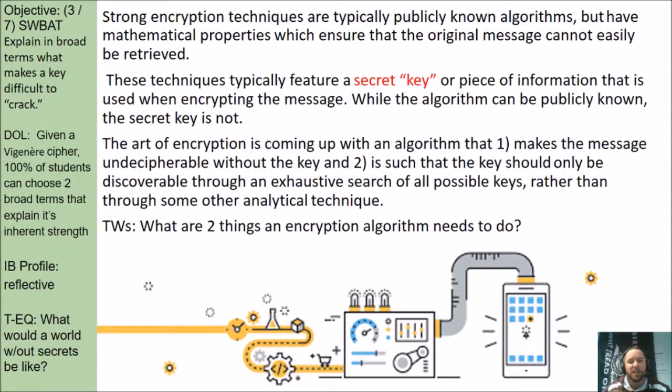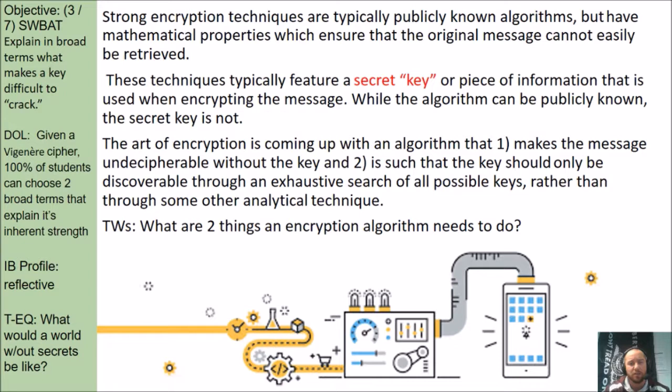Strong encryption techniques are typically publicly known algorithms, but have mathematical properties which ensure that the original message cannot easily be retrieved. Essentially what that paragraph is saying is that some math magic happens, and that's how we make encryption work. These techniques typically feature a secret key or piece of information that is used when encrypting the message. While the algorithm can be publicly known, the secret key is not.